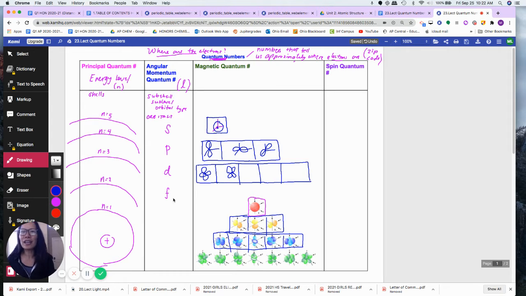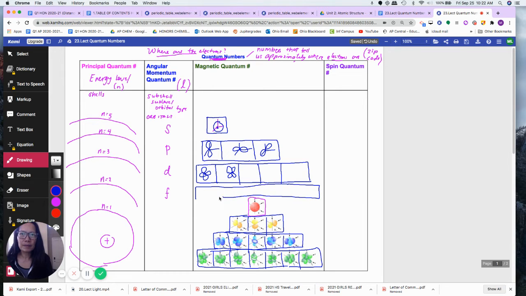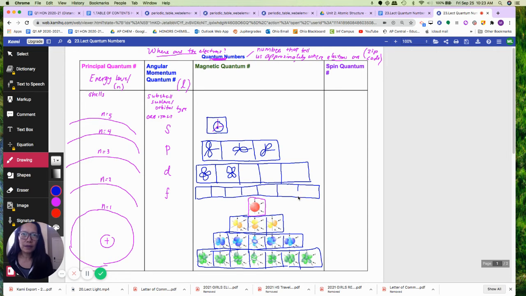And then if that's filled up, they can go in the f sublevel, and it looks like these. And there are 1, 2, 3, 4, 5, 6, and 7 squares. Okay?